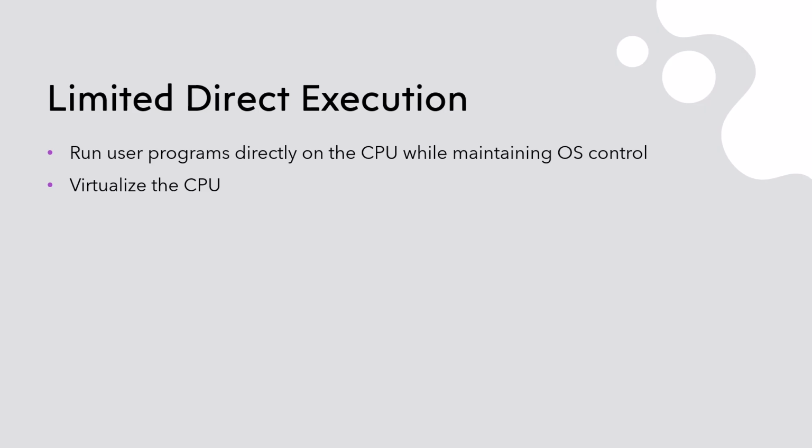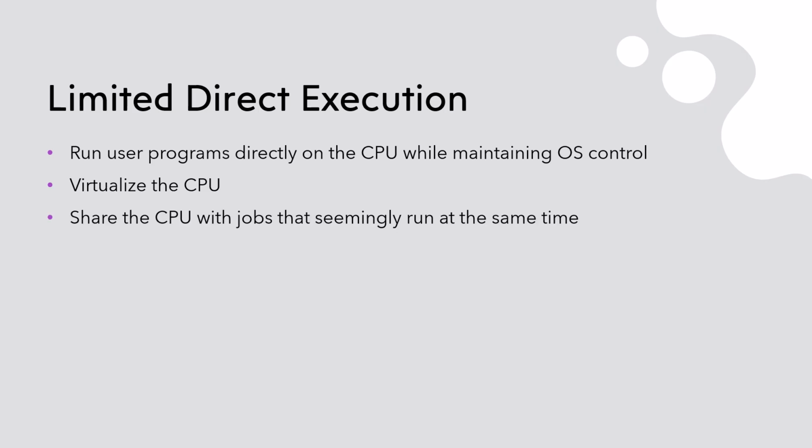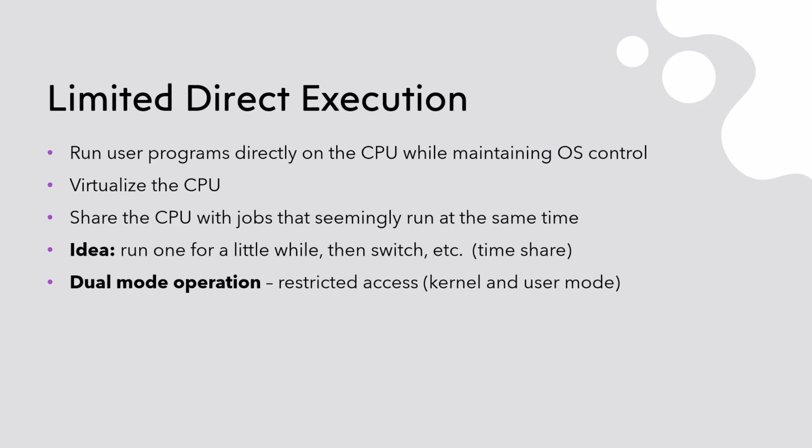So what you do here is just like you can virtualize memory, you can virtualize the CPU. You can share the CPU with jobs, and it seems like things are running at the same time. You run one and then you switch. You are time sharing the CPU, making it seem like things are all running at the same time, but you're actually switching. So you still have to do context switches.